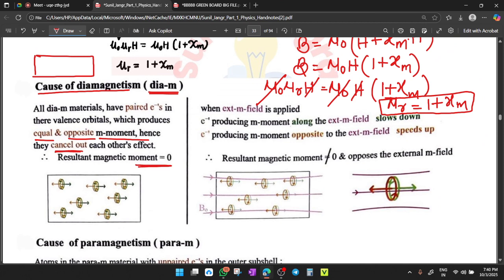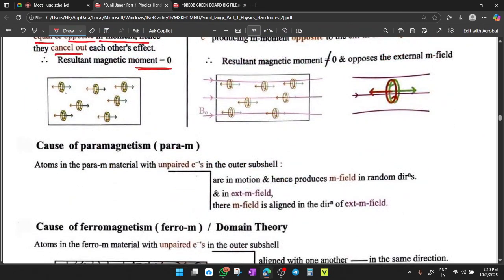Like see, here is a sample. In the outermost orbit, how many electrons are there? 1, 2, 3, 4, 5, 6, 7. There are 7 orbitals, each having two electrons with clockwise and anti-clockwise spin, as you have seen in orbital theory. One is going upward and the second one is going downward. You must have seen such a structure in Hund's rule in class 11th. So two paired electrons are there.